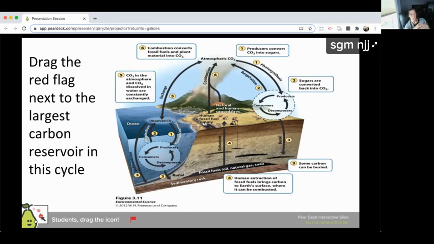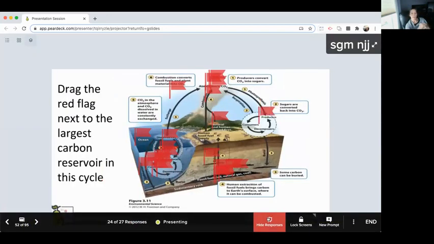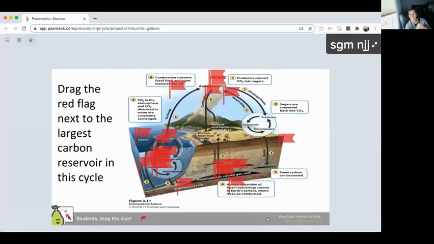So one of the things you should know is where the largest amount is being stored. Where is the pool or reservoir for that? So you take the flag and drag it to wherever you think it should go. And this is one feature I actually really do like for the cycles, because what we can do is let you drag them around and fix them. So if we're seeing a misconception, like I'm seeing them everywhere, right?